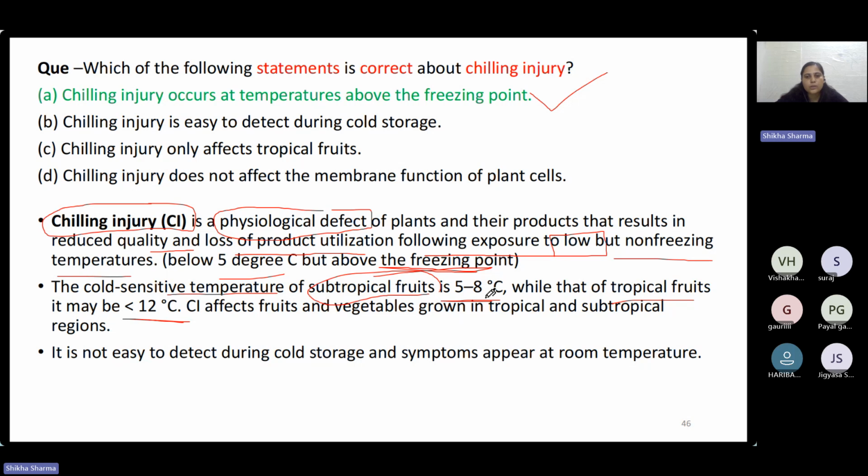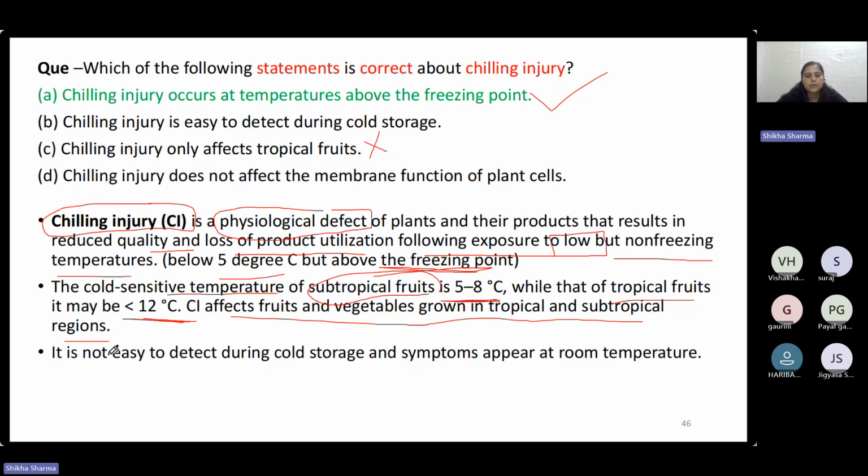It is given that in subtropical fruit, 5 to 8 degrees Celsius is the cold sensitive temperature, and for tropical, it's 12 degrees Celsius. So chilling affects fruits and vegetables, both those grown in tropical and subtropical regions.